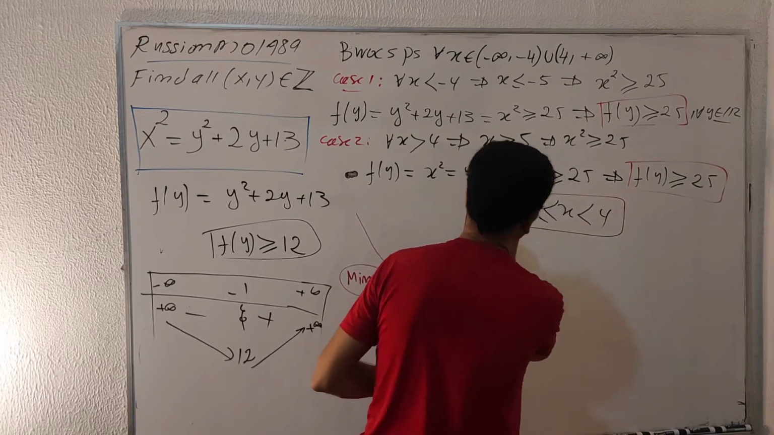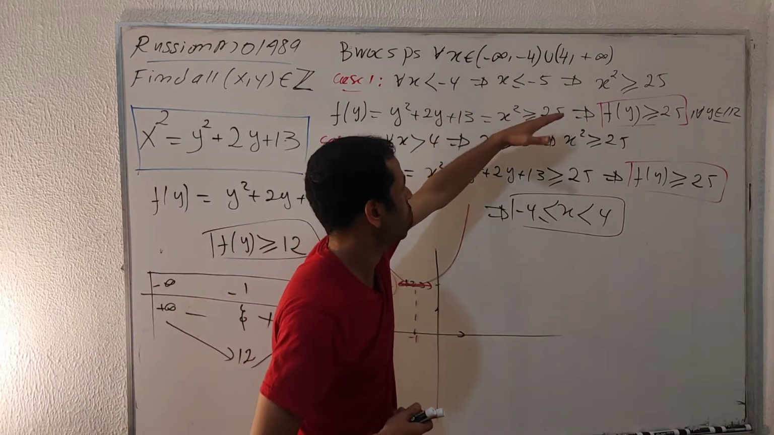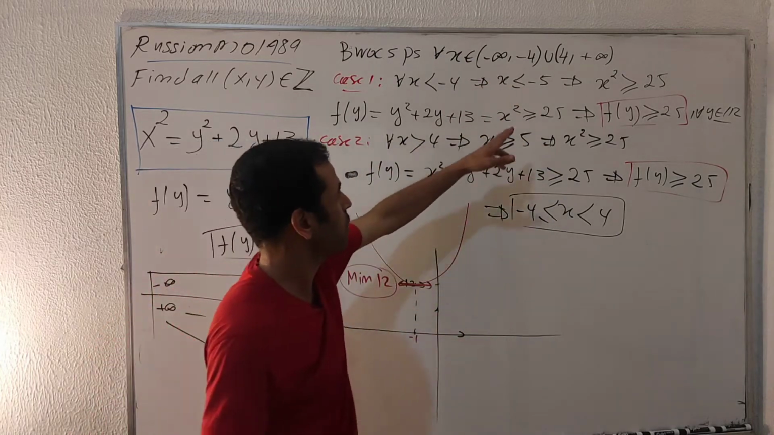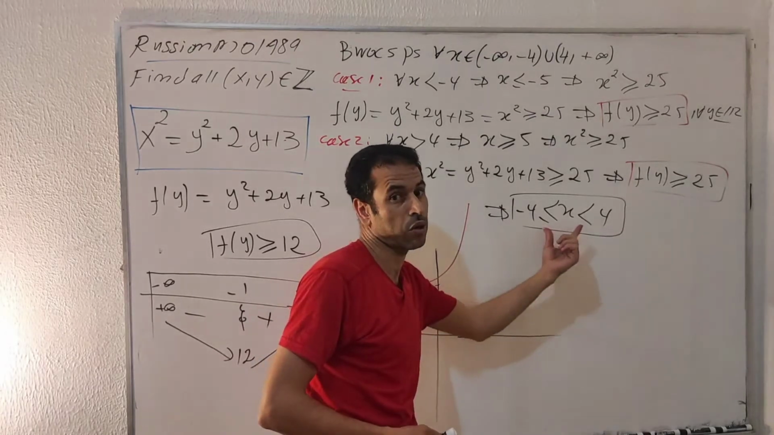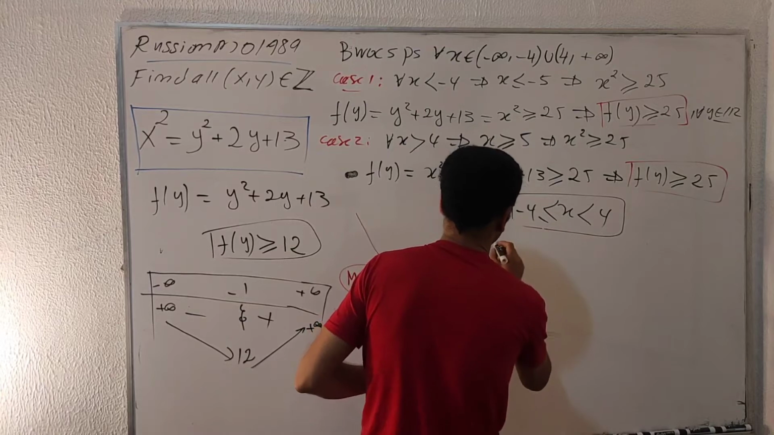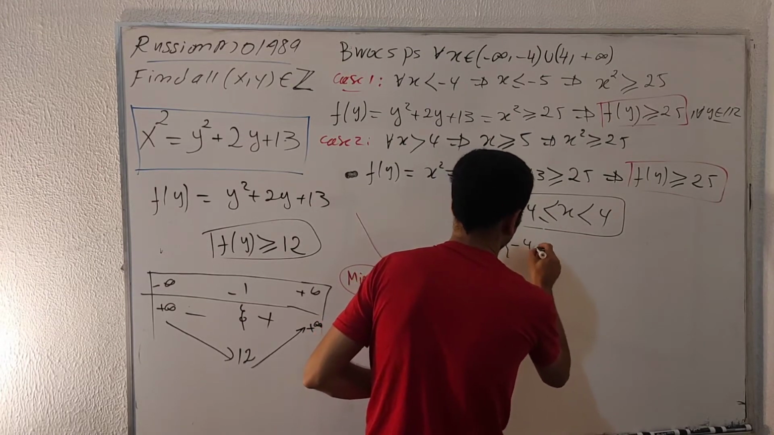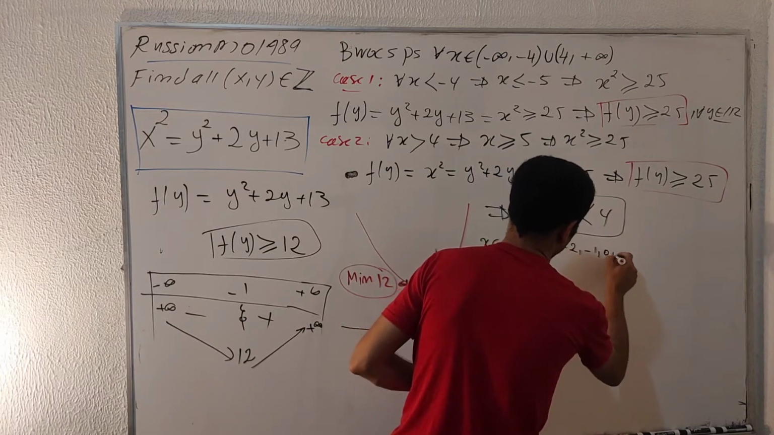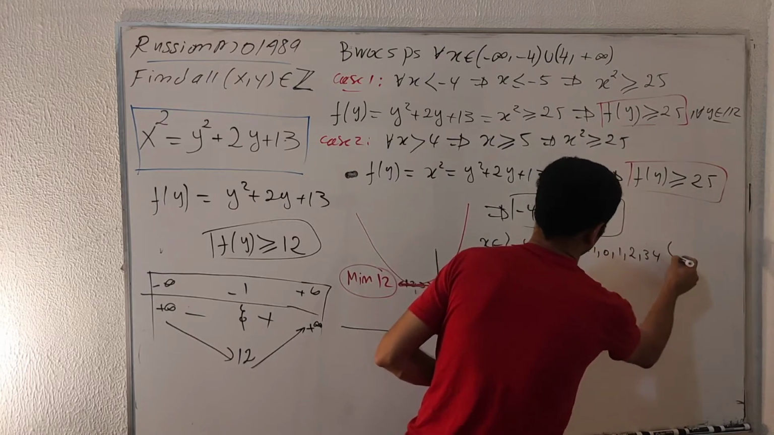Because we have studied this on this interval and found a contradiction, x does not belong to this interval. But x belongs to this interval, which is a solution for this equation, so x takes the following values. x belongs to this set: minus 4, minus 3, minus 2, minus 1, 0, 1, 2, 3, and 4, including number 4 here.